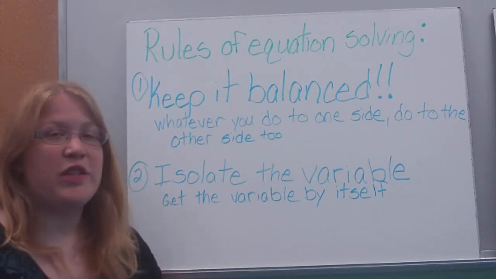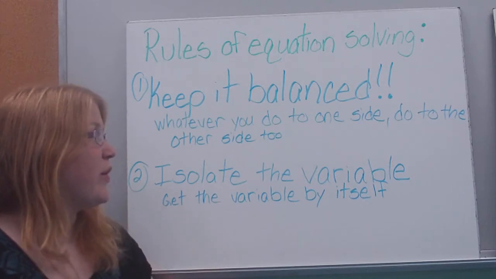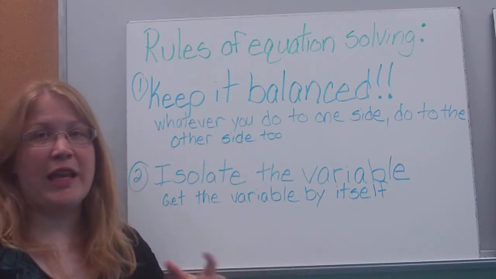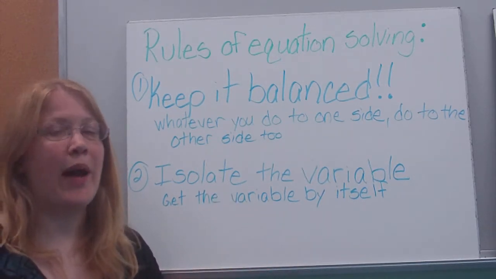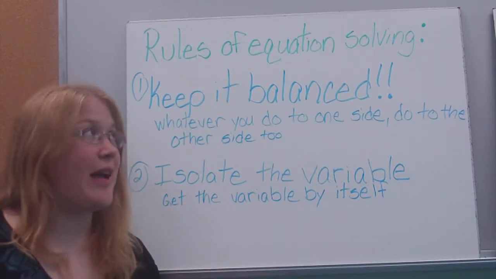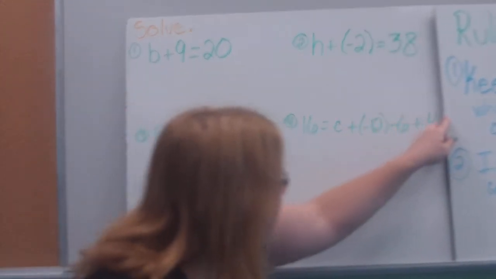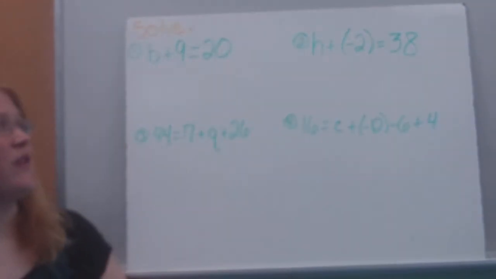The other thing you want to do is you're trying to isolate the variable. This is how we're going to solve it. So how are we going to do that? Well, we're going to do that by either taking away or adding to get the variable by itself. That's the trick. We want the variable by itself on one side, and then we'll know exactly what it's equal to. So let's just try a few of these here.